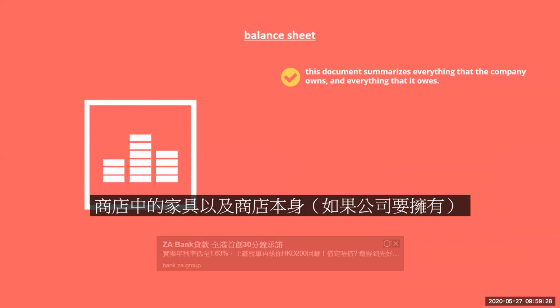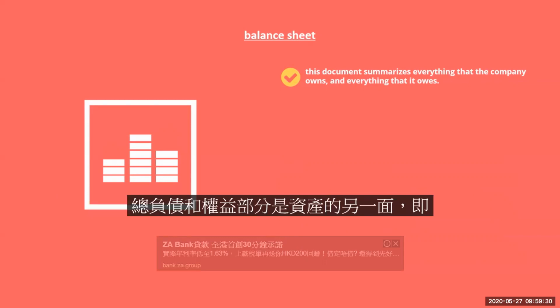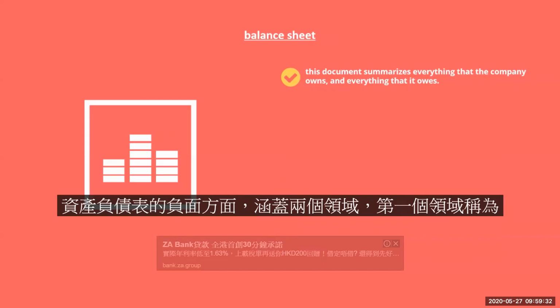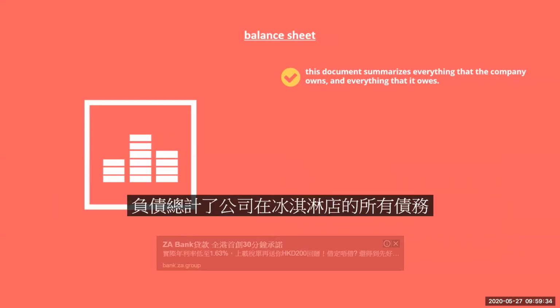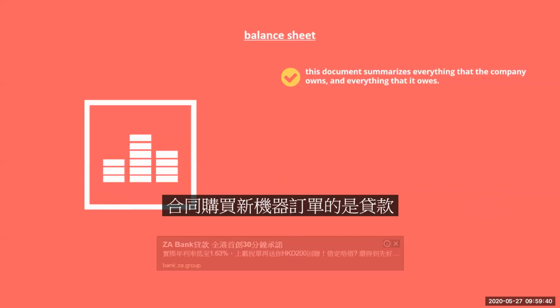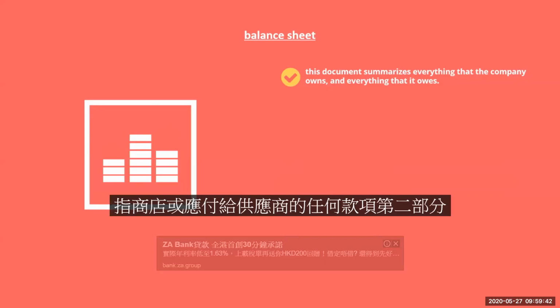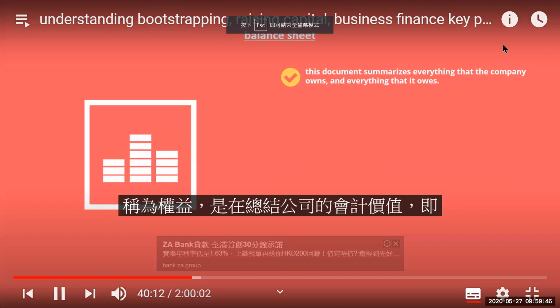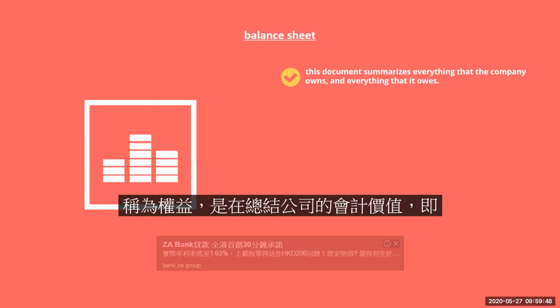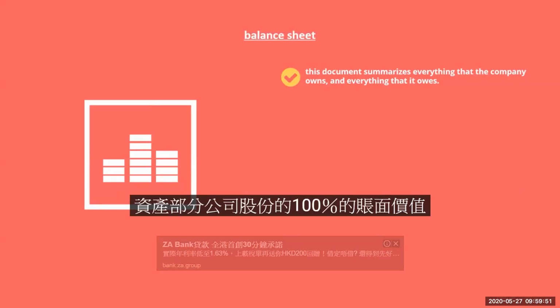The total liabilities and equity section is the flip side of the assets. It is the negative side of the balance sheet and covers 2 areas. The first one, called liabilities, sums up all the debts of the company. For the ice cream shop, it is the loan that was contracted to purchase new machinery, or the refurbishment of the store, or any payment that is due to suppliers. The second section is called equity, and is summarizing the accounting value of the company, which is the accounting value of 100% of the shares of the company.